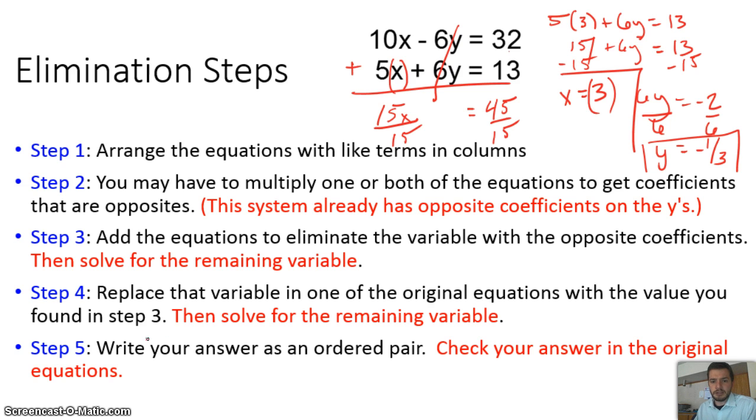All right, so again, it says write your answer as an ordered pair. And again, I already showed you guys how to check them. You would just take it and plug it back in to make sure it works. So our answer for this one would be 3, -1/3.